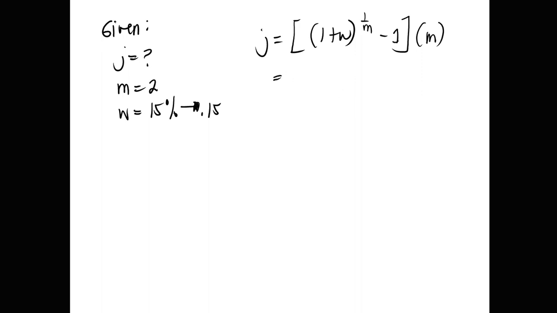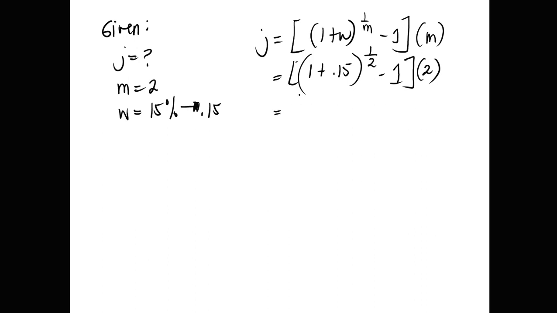So, since lahat na nasa given, ano na lang gagawin natin? We will substitute. So, same process katulad ng example number 3 po natin. Okay, so substitute na po natin. 1 plus our W, which is 0.15. And then, exponent will be 1 over our M, which is 2. Minus 1. Copy, M, copy po natin si 2. Okay? So, M will be 2. Ayan. So, next, solve na natin siya po. At kapag sinolve po natin siya is we need to follow the PEMDAS rule.